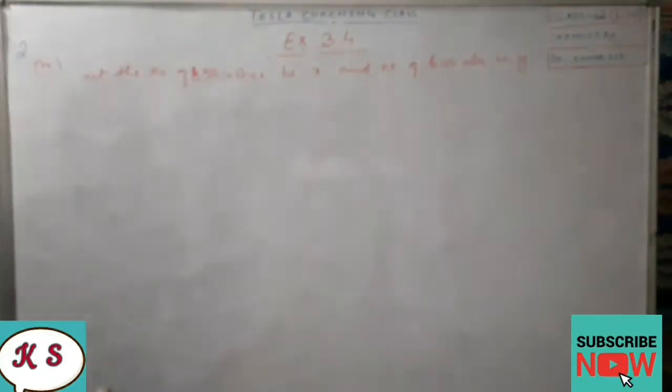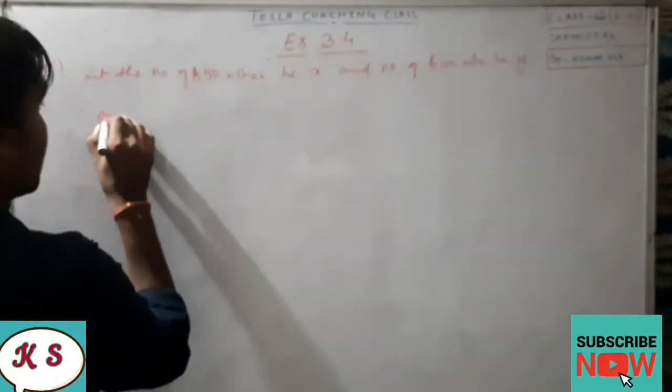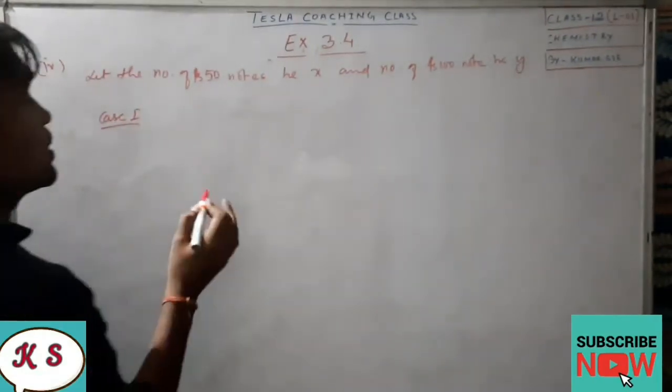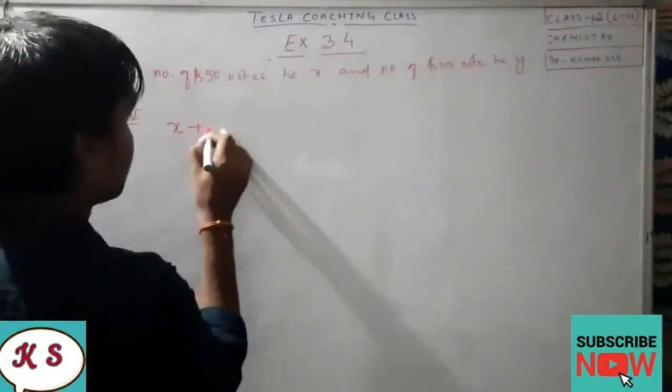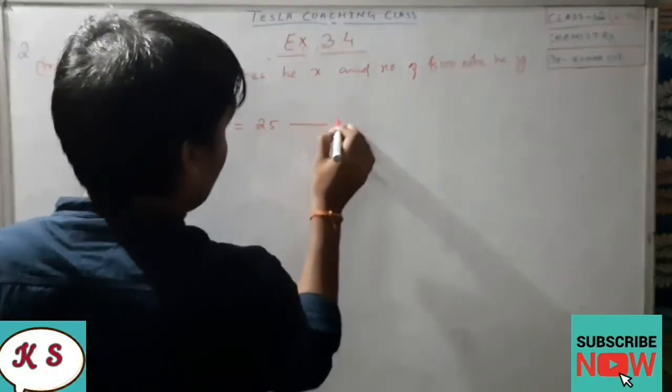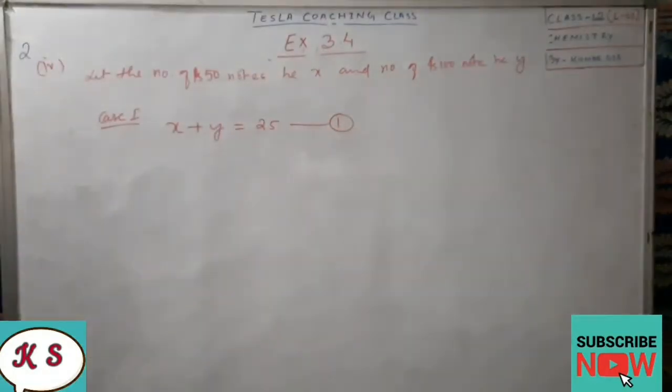So in case 1, it is said, what? Case 1, total notes she got is how much? 25. So we'll write here X plus Y. This is the number of 50 rupees notes, this is the number of 100 rupees notes. So together she got 25. So this is your equation number 1.